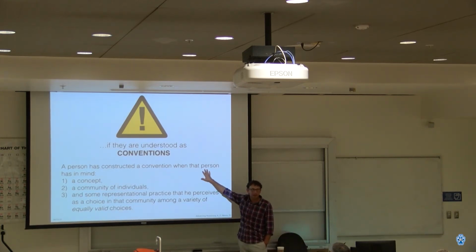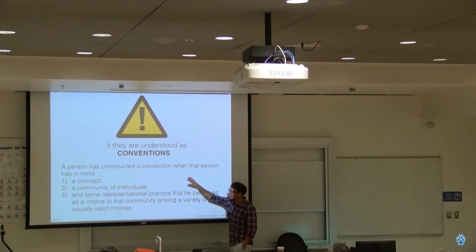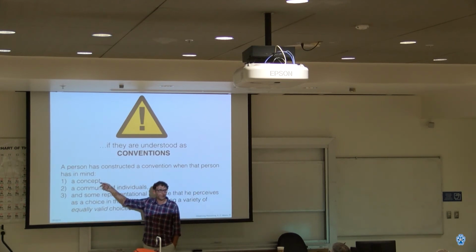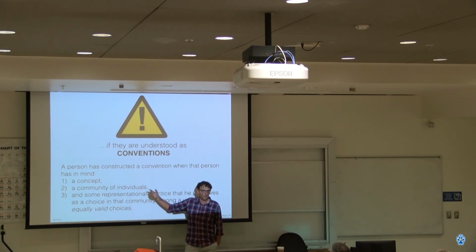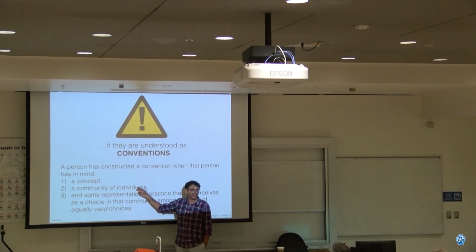So a person understands something as a convention. Again, conventions are personal constructs. They don't exist independent of those of us that are reasoning, because we can change communities and conventions change, right? What we see as a convention can change. So there has to be a few things in mind. One, a concept, right? Something has to be being represented. There has to be a convention around something. A community of individuals, right? Conventions exist within interaction.